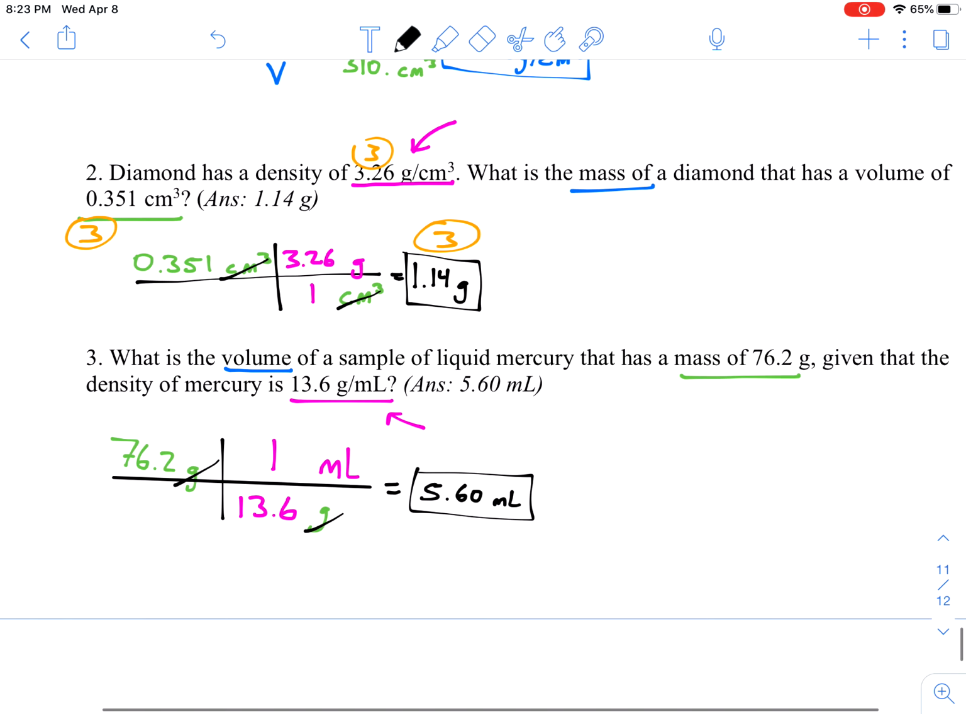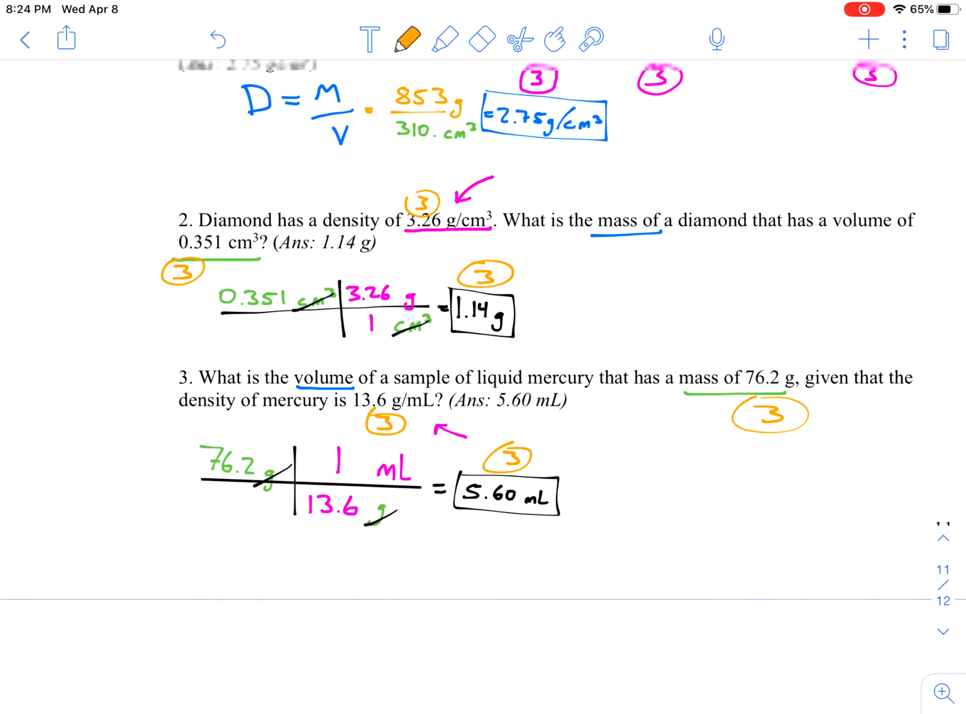You'll notice that we started with 3 sig figs and 3 sig figs. If we have 2 starting values both with 3 sig figs, therefore our answer must also have 3 sig figs, and we are good to go.